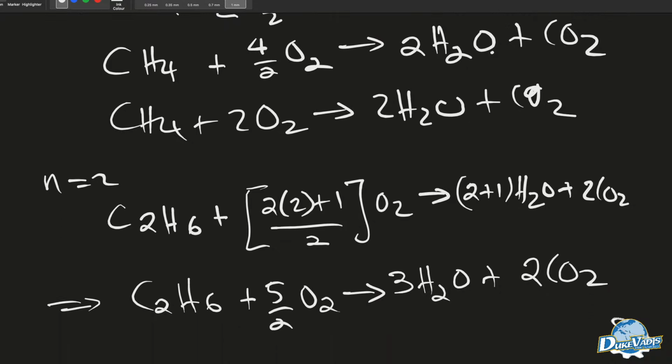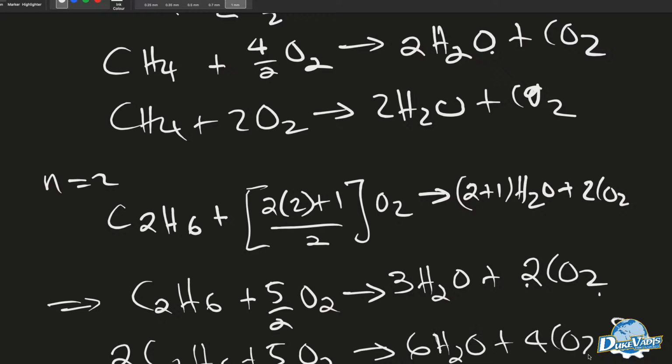It does, because over here we have 2 carbon on the left, 2 carbon dioxide on the right. For hydrogen, we have 6 here and 6 there. Now let's look at oxygen. Oxygen is 2 times 2 plus 1, 5. So after that, we multiply through by 2, and the equation becomes C2H6 plus 5 oxygen gives 6 water plus 4 carbon dioxide. So this formula holds.